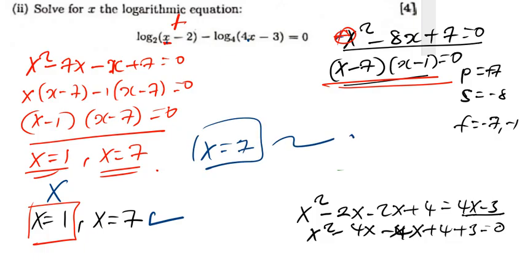So if you just answer the question, you leave it like this. The final answer is that the only solution for this equation is x equal to 7. Done. That's the solution for this type of logarithmic equation.